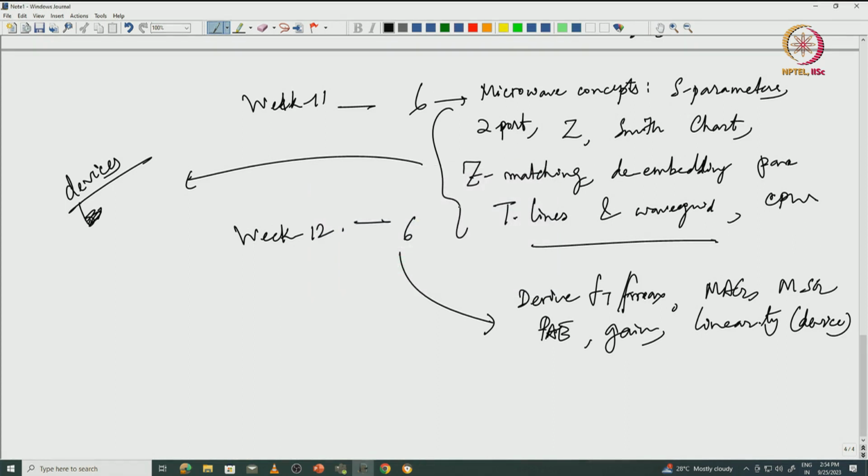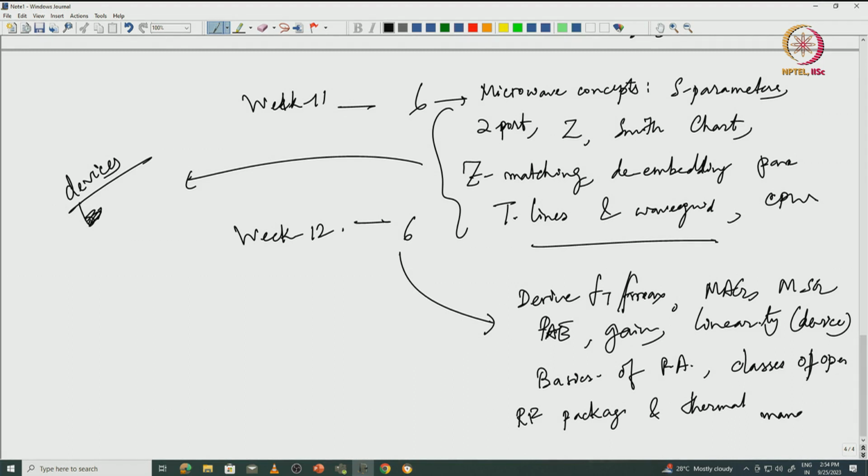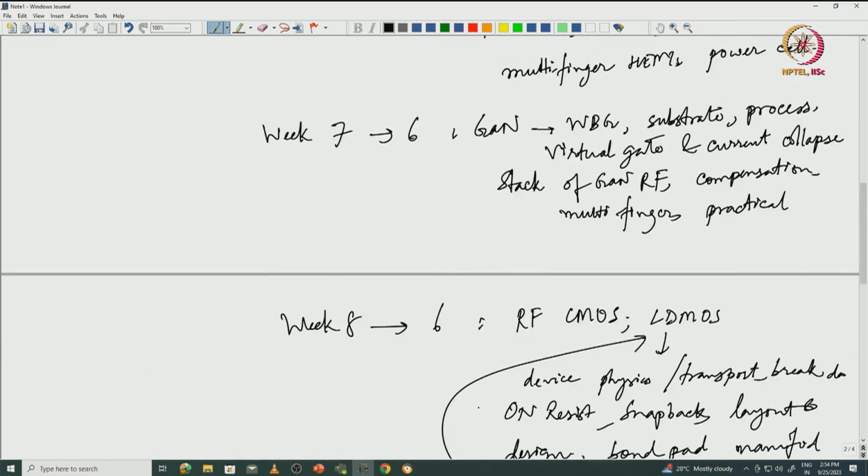And then we will talk about basics of power amplifier design, and classes of operation, different classes of operation, class A, class B, what are those classes. And lastly we will try to touch upon basics of RF packaging and thermal management. Just a brief overview. So, this is basically in a nutshell the outline of this course.